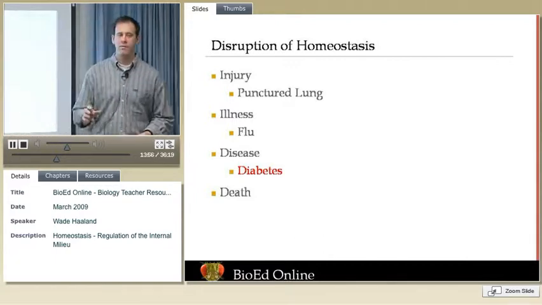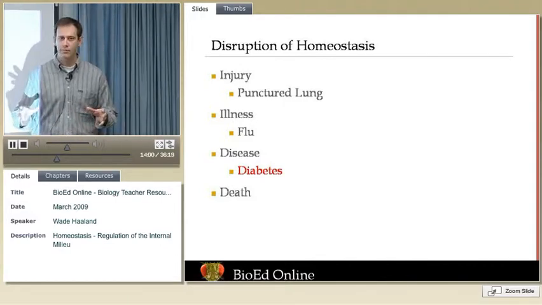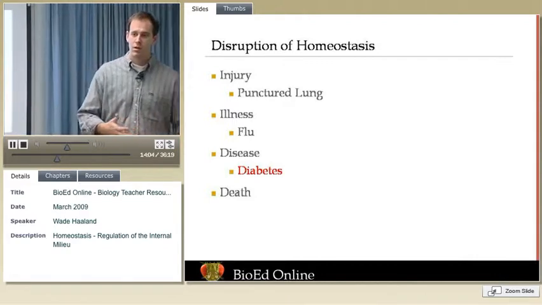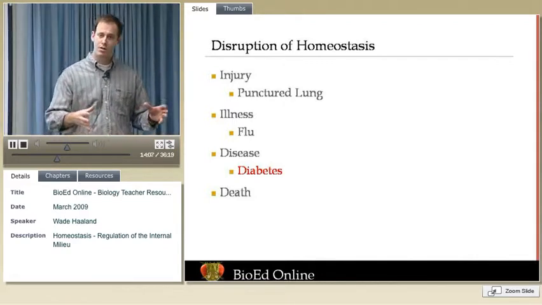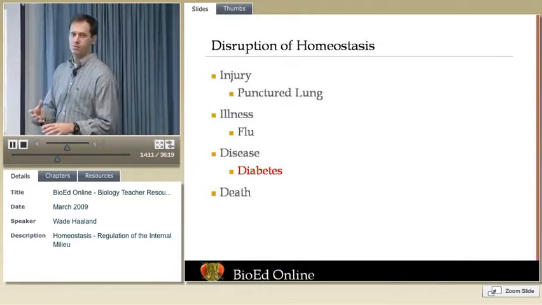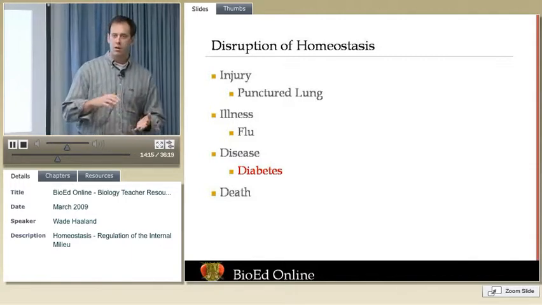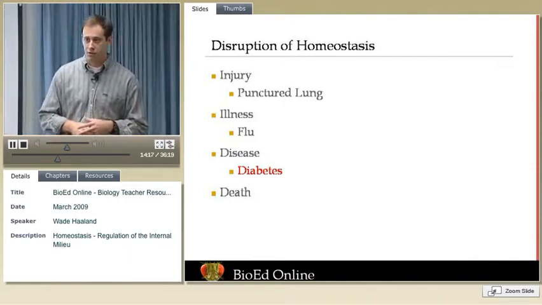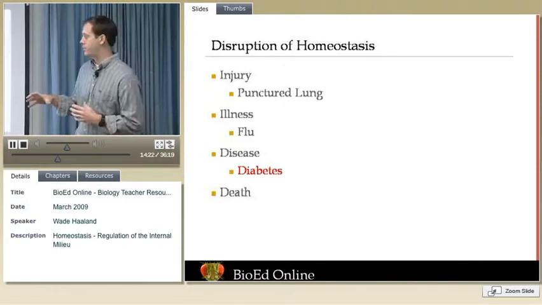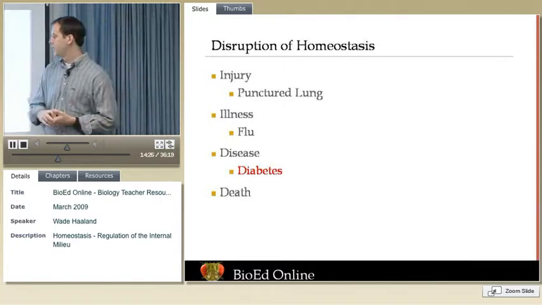Illness is another way of disrupting homeostasis. If you go to the doctor, like I said before, and he takes your temperature, if you have the flu, you're going to have a fever. Now, a fever is a great way of a body responding to infection. But if we can't return to normal temperature, a high fever can destroy your nerve cells. It can eventually kill you. So we have to be able to control our body temperature. And illness is a way of disrupting our ability to do that.